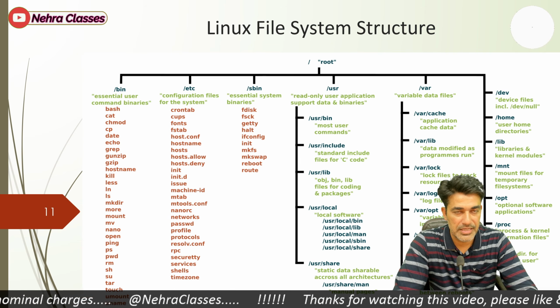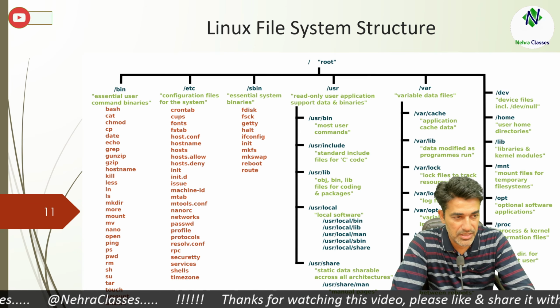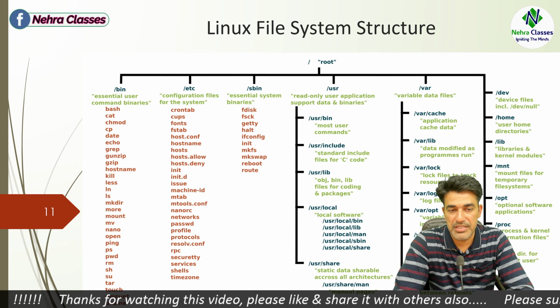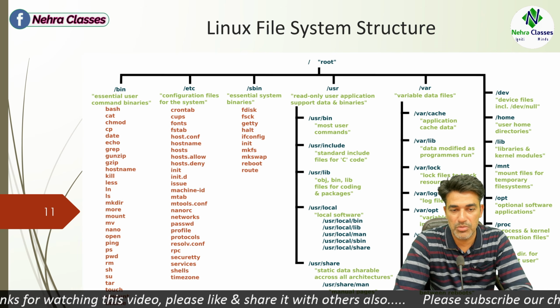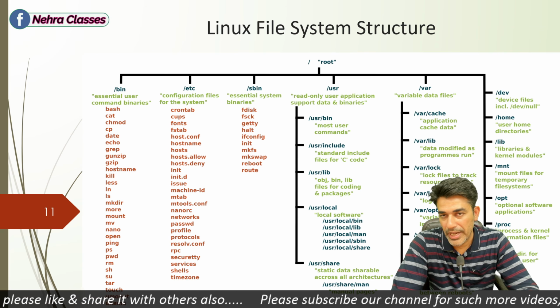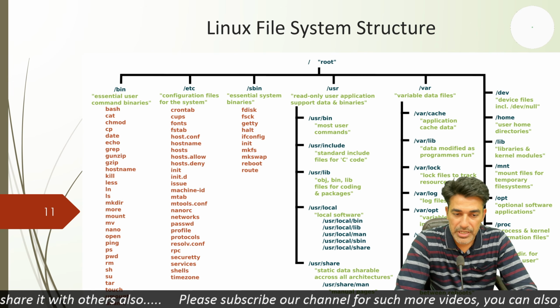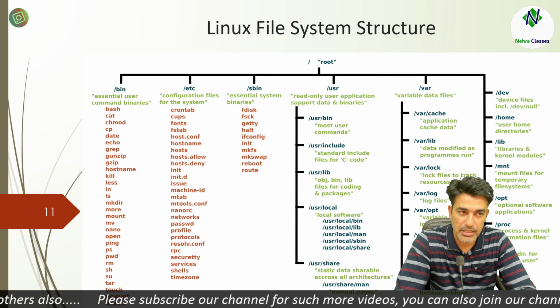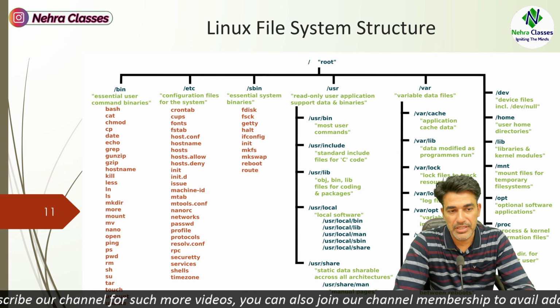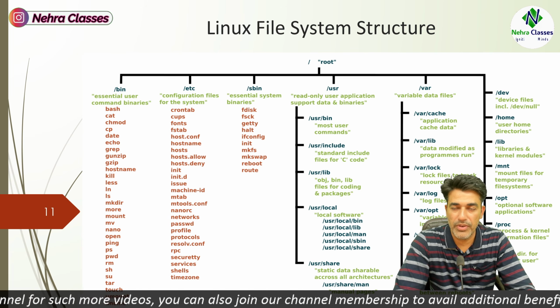Like /etc contains the configuration files, /var contains the variable data files, meaning the logs. /dev contains the devices. /home is the home directory for the normal users. /root is the root user's home directory. So we have multiple directories under the root directory, which is the parent of all the directories, and each directory is used for different types of files.